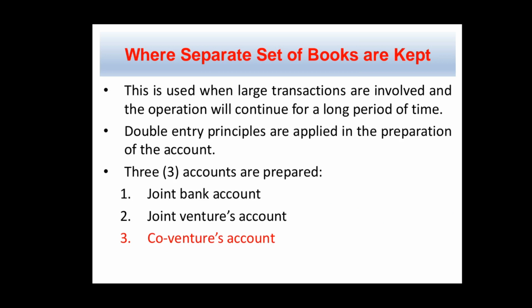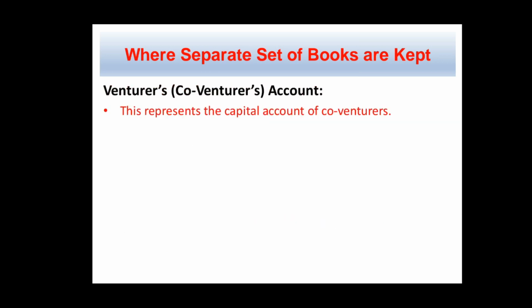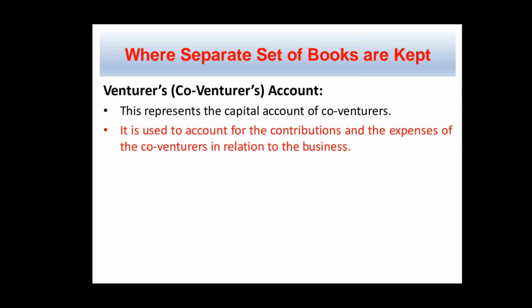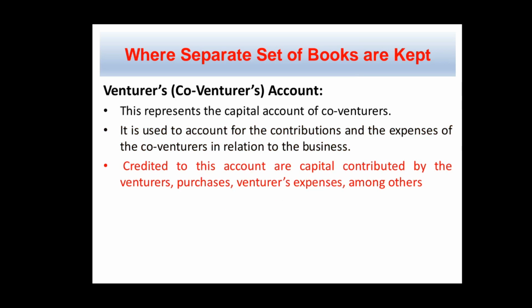So now the last one, which is the co-venturers account or venturers account. This represents the capital account of the co-venturers. The essence of this account is to account for the contribution and the expenses of the co-venturers in relation to the business, so as to know the contribution of each of the venturers and their expenses. At the end of the day, they will be able to determine the amount to pay off to each of the venturers. Credited to this account are the capital contributed by each of the venturers.